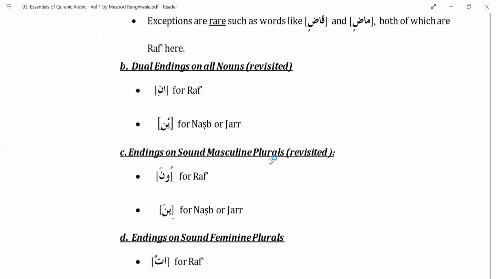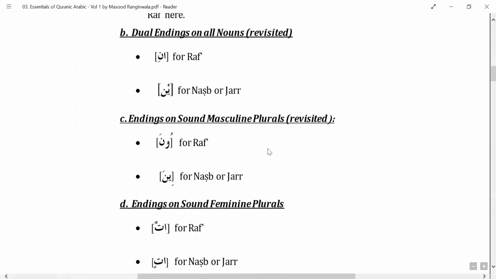Now, apart from this, we saw this when we did number, single, dual, plural, the combinations. You need to remember these 6 combinations: ani, aini, una, ina, atun, atin. And remember them in pairs. Ani, aini is one pair. Una, ina, and atun, atin. Why in pairs? Because ani, aini both mean 2. It's dual. It means the noun is 2 in number. The difference is ani is for rafa, aini is for nasb or jar.